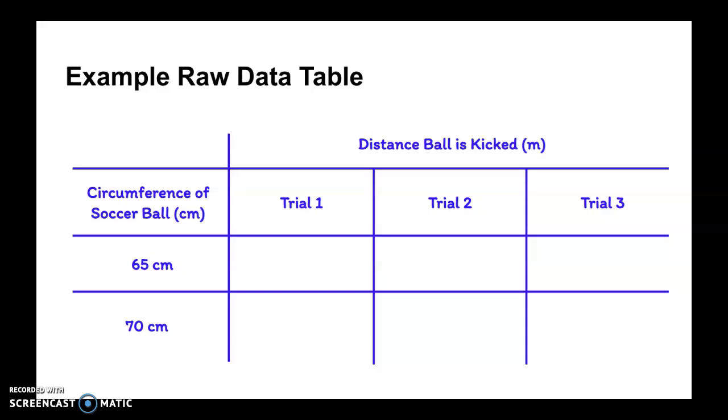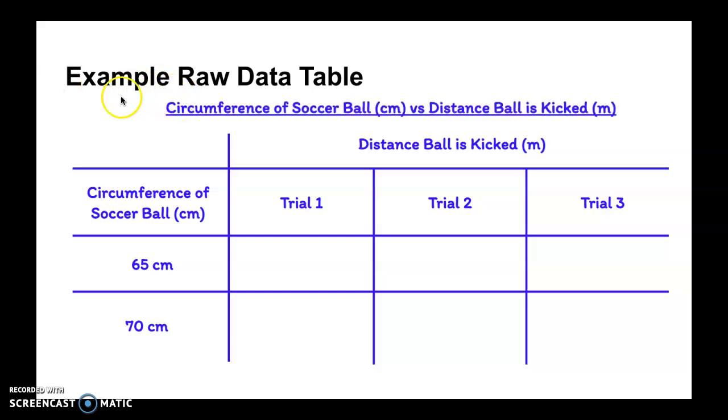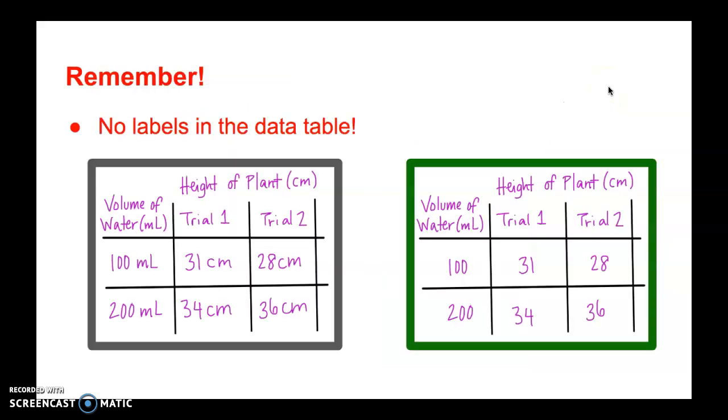I have one more thing I need to do, and that's to put in my title: circumference of the soccer ball, which is the independent variable, versus the distance the ball is kicked in meters, which is my dependent variable. So one big reminder. You do not put your labels inside the data table. They only go with the independent and the dependent variable. They don't go down here in the body.